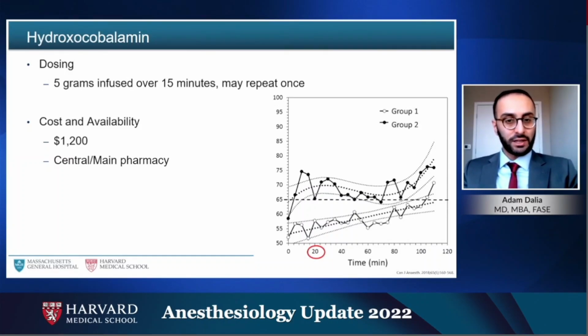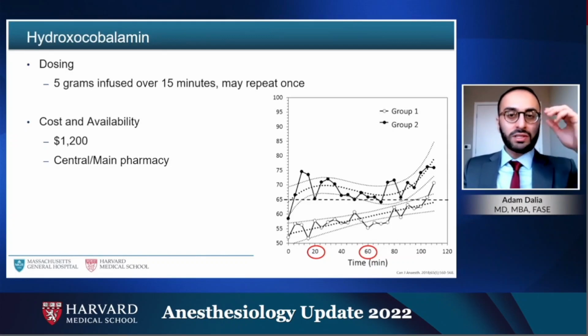As you can see here, group 2 in this graph had a very great and robust response up till about 20 minutes. And then after that it started to level off and faded at about 60 minutes. And again, you had a responder and non-responder group, meaning this wasn't necessarily the magic bullet either. You had about 24% favorable response to the hydroxocobalamin.